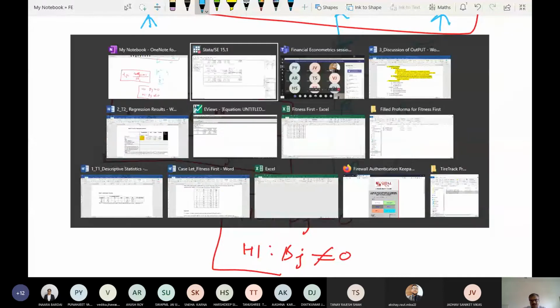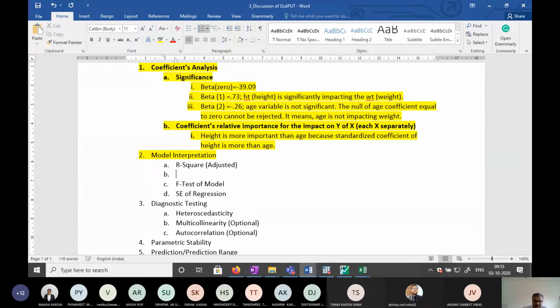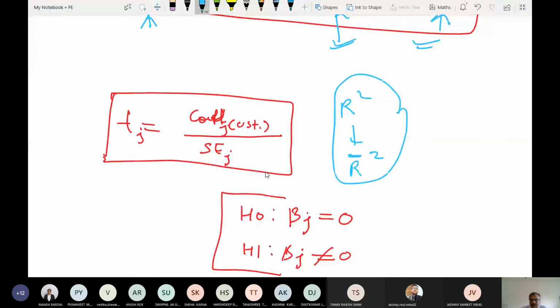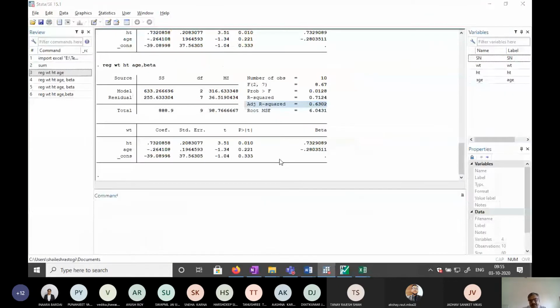So the first tool in the discussion of model interpretation is R square. And here, as we are finding, you can report both. You'll say R square is 71.24%, and adjusted R square is 63.02%.